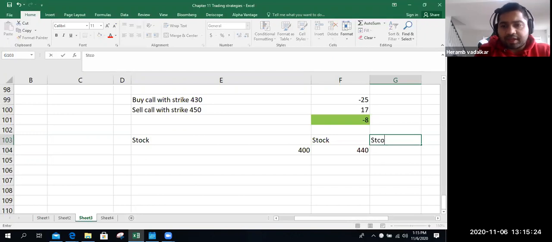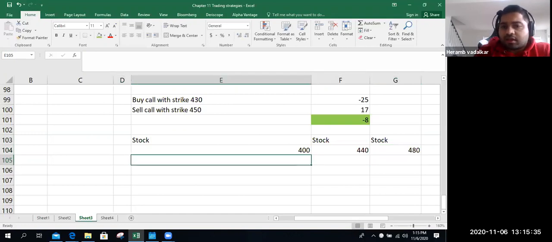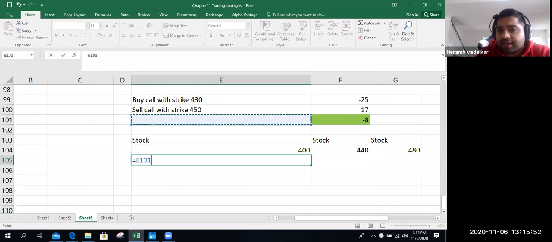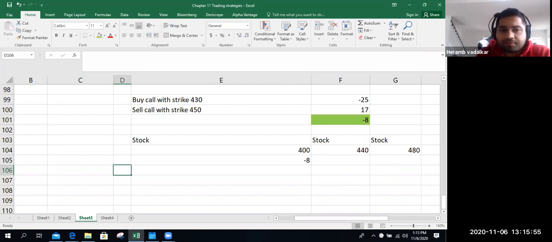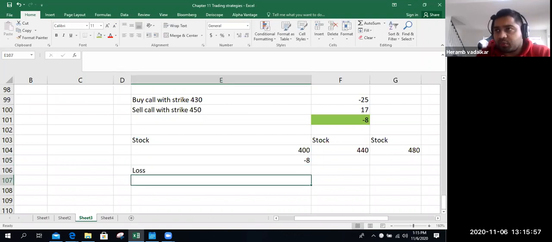And the stock price on maturity is above 450, so let's say 480. So if the stock is at 400, you will lose money because you have bought a call option. A call option benefits when the price goes up. So if the stock price is going down, you lose money. How much money will you lose? $8. This is the loss that you will suffer when the stock price goes down.